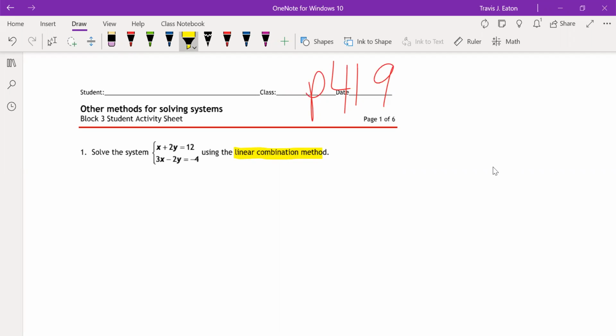Linear combination method. When I was in school, we called this the elimination method because your first goal is to eliminate one of the variables. But I guess they've decided to change the name to linear combination method, meaning we are going to combine these two equations in a linear fashion. So let me show you what I mean by that.